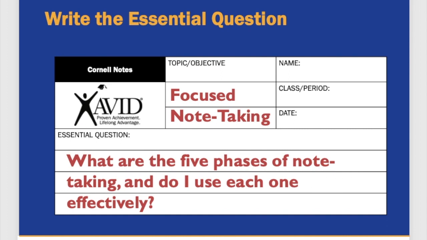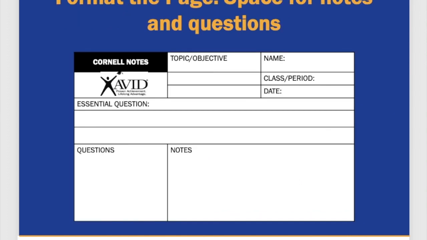I am going to move on to the next slide in just a few moments. If you are not using the pre-formulated Cornell notes, either the Word version or the PDF version, now is the time to go ahead and make space for your notes and questions. So you will see on the left side of the page you should have room for questions. You'll see on the right side you'll have room for notes. The notes section should be a bit larger than the questions section, okay?